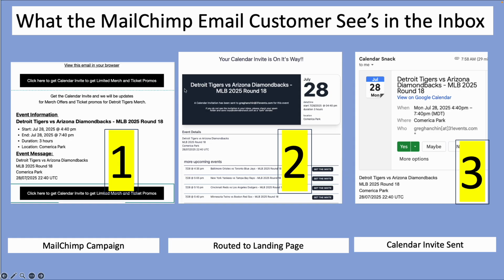So what happens for the MailChimp customer is they receive the calendar invite, they click the button, they get sent to a landing page. They're able to send calendar invites for other games if they want to, if in fact you've loaded upcoming events into the AWS Calendar Invite server. This is a configurable landing page. This is the one I'm showing you. And then they receive the calendar invitation which we track.